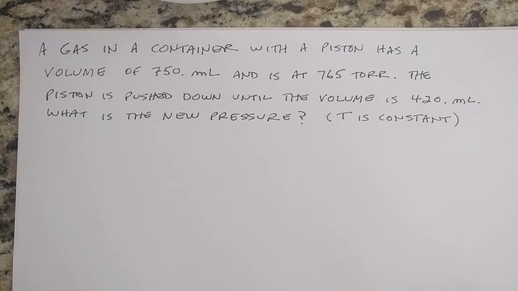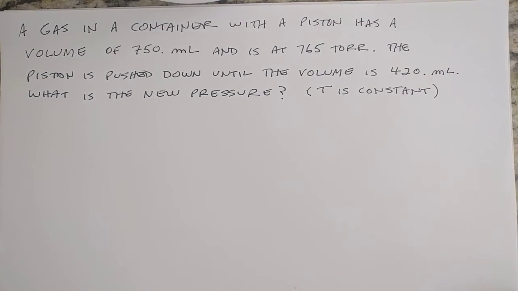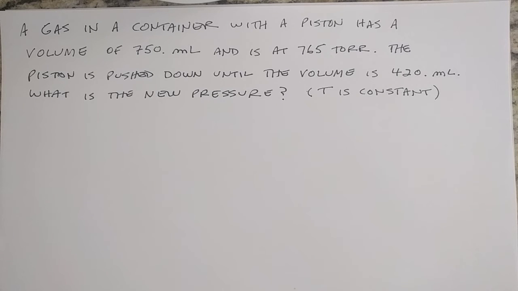Okay, here's our problem. A gas in a container with a piston has a volume of 750 milliliters and is at 765 torr. The piston is pushed down until the volume is 420 milliliters. What is the new pressure? Temperature is constant. So we have changing conditions here.